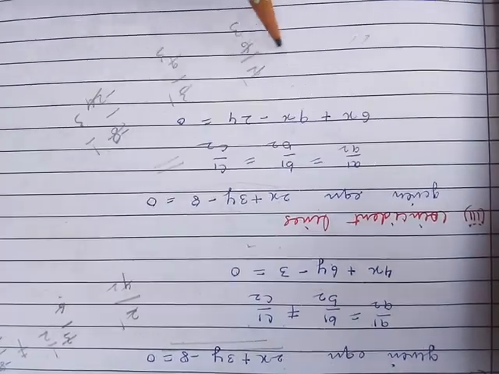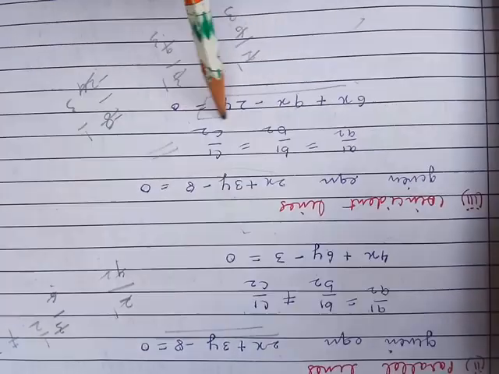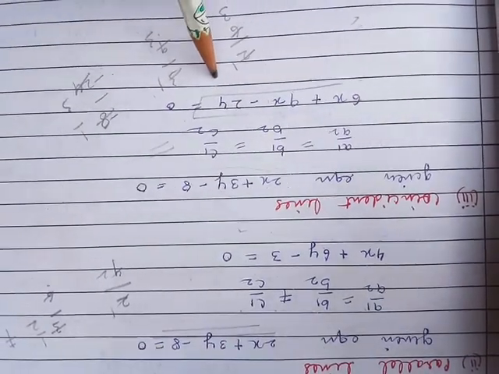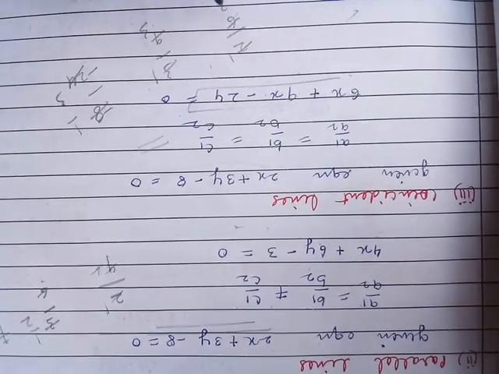So here this one is 6x plus 9y minus 24. So here another equation is 6x plus 9y minus 24, because coincident lines are there. It means a1 upon a2 is equals to b1 upon b2 is equals to c1 upon c2.